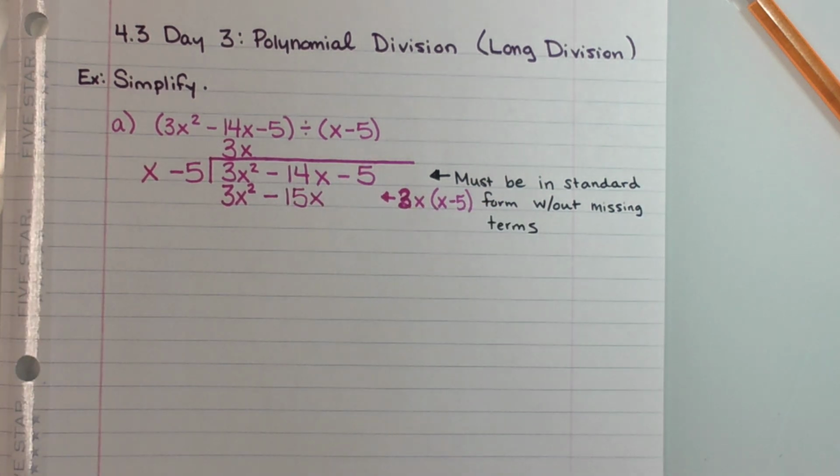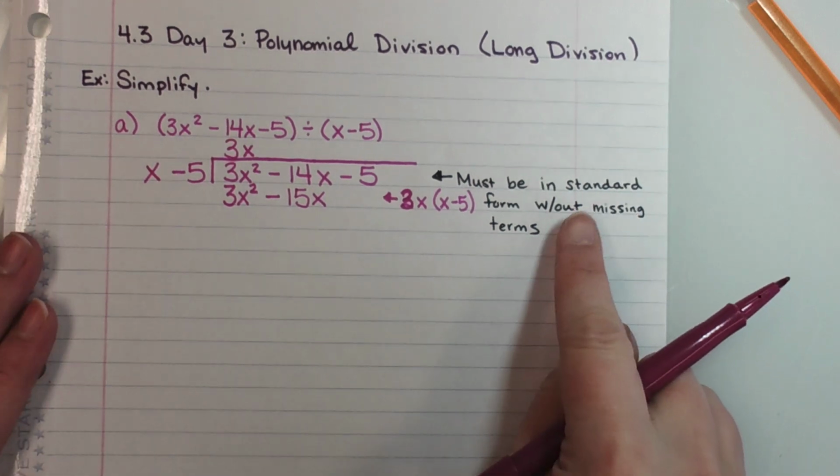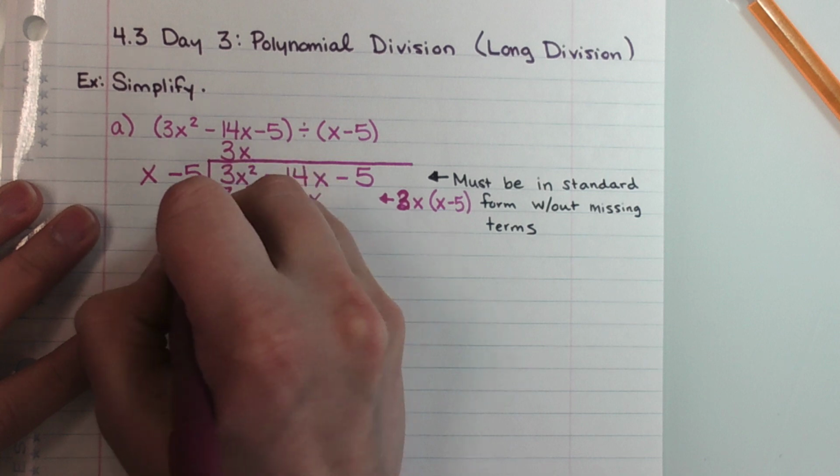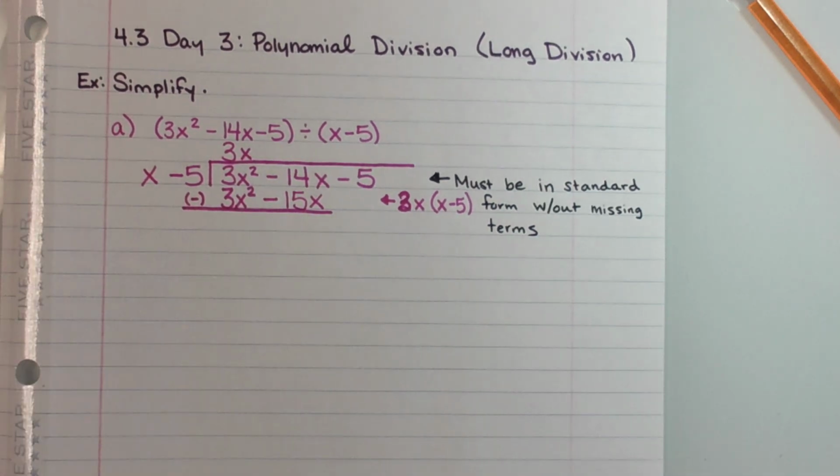Now, as you write it underneath, assuming you didn't miss any of the missing terms, your like terms should be lined up. Are x squareds over x squareds, x's over x's? If they're not, something's wrong. What do you do as the next step in long division? You subtract. Here's the nice thing about polynomial division. Once you subtract, that first term, in this case 3x squared and 3x squared, should always cancel out. If it doesn't, you did something wrong.